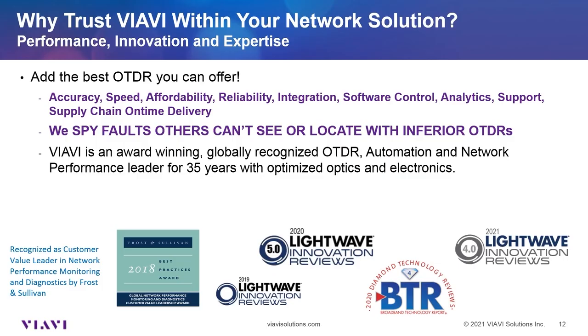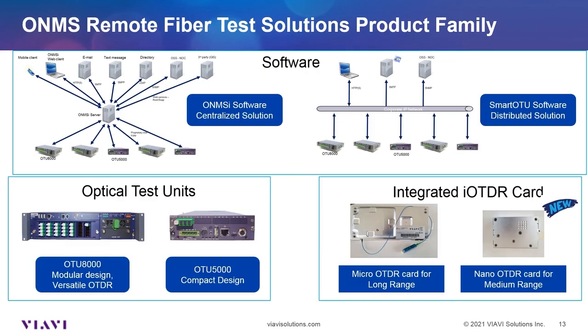We can see faults that other people can't see with inferior OTDRs, and oftentimes in competitive head-to-head competitions, when we go to market and go to a tender situation, we will find faults that others can't see, and we will locate faults that others can see but cannot locate. And that gives you the ability to give your end customers visibility into their network, reliability. You will have software control through our software and analytics library, support from our VIAVI experts, as well as the ability to rely on our supply chain for on-time delivery.